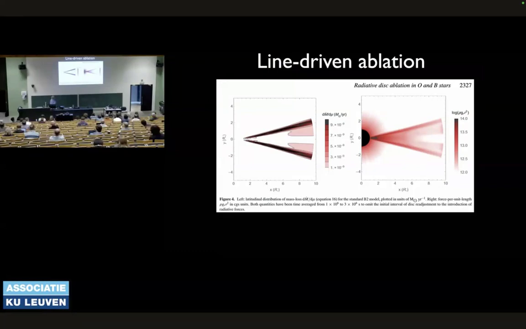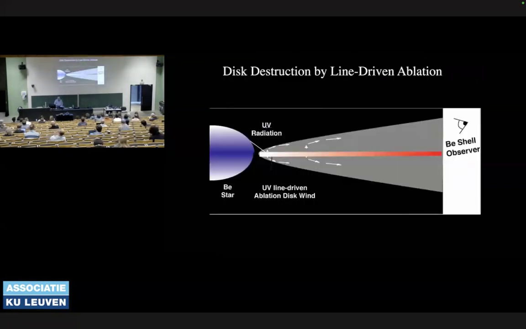Here is a figure that shows the mass loss rate, the ablation off the disk driven by line radiation. And this is the ratio of the radiation forces. You can see it's very strong on the surface, not so strong in the middle. So anyway, the idea here is that this explains BE stars being these so-called shell stars.